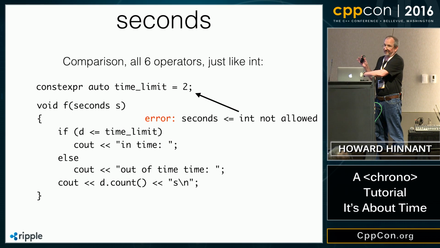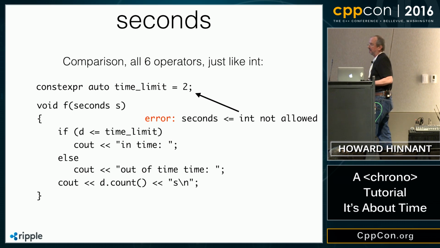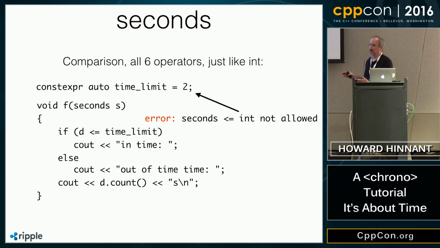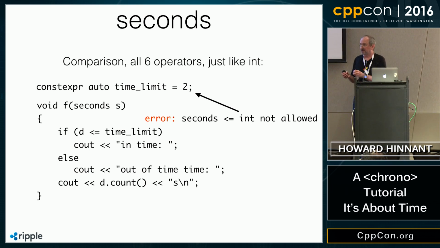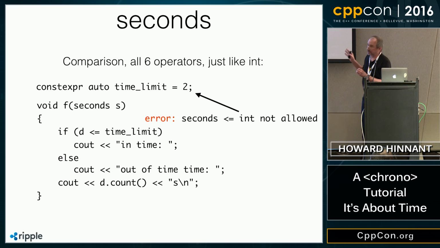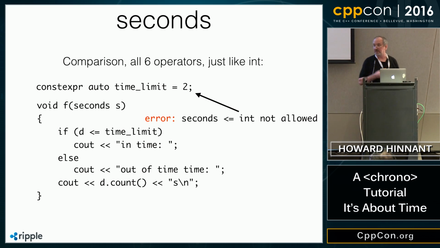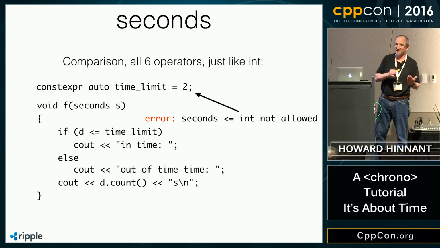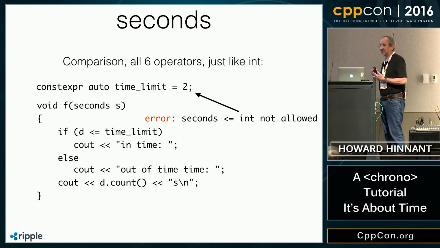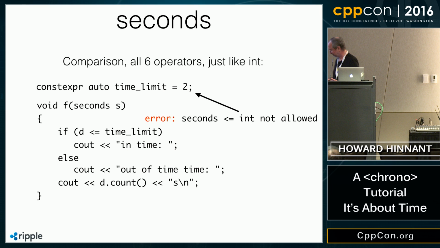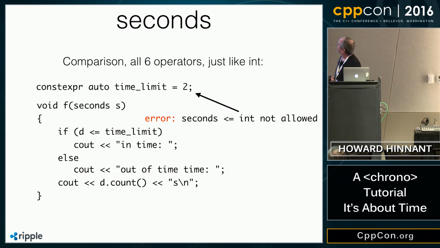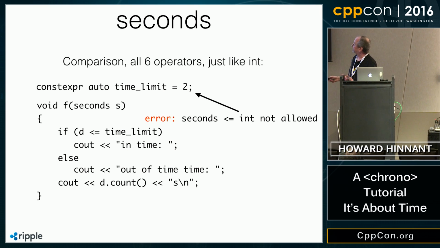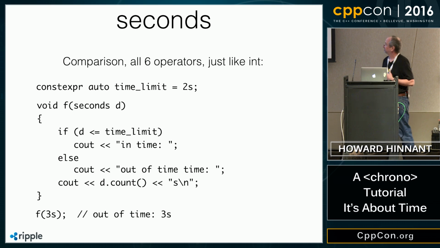Now, if we accidentally forgot to make our time limit of type seconds, say we accidentally made it an integral type, this would again not compile because 3 seconds is less than or equal to 2. 2 what? It's ambiguous again. So you can't compare seconds and ints. You can only compare seconds and seconds, or more generally seconds and durations, and I'll get into that. So as long as you have your units correct, things just work.